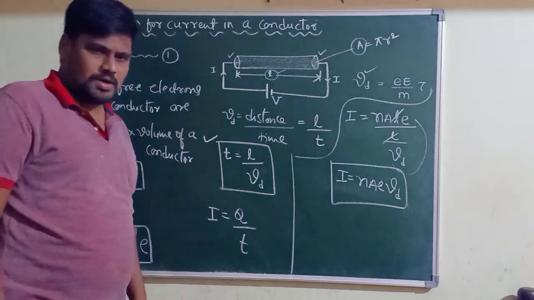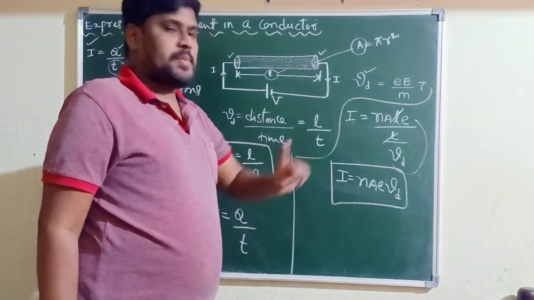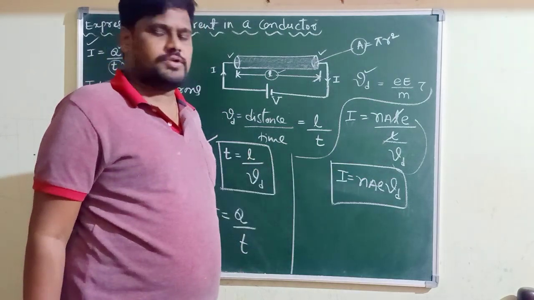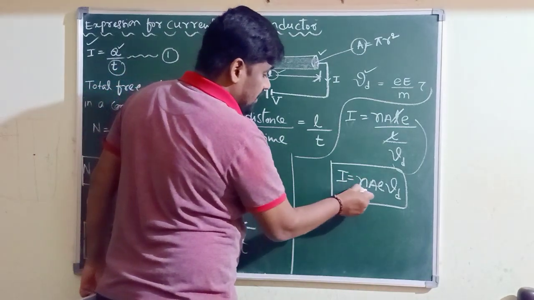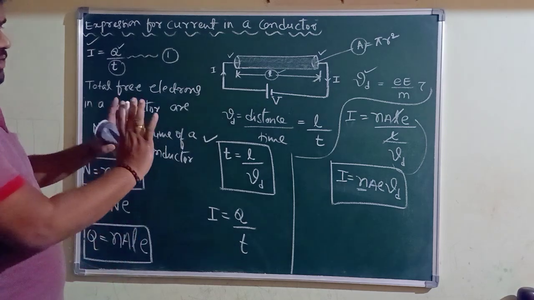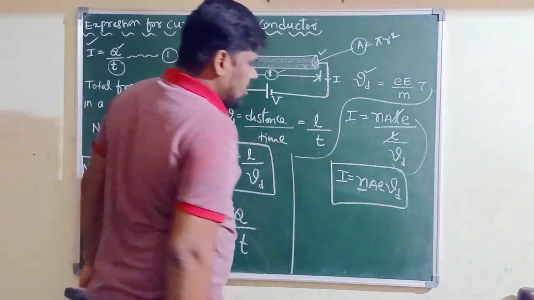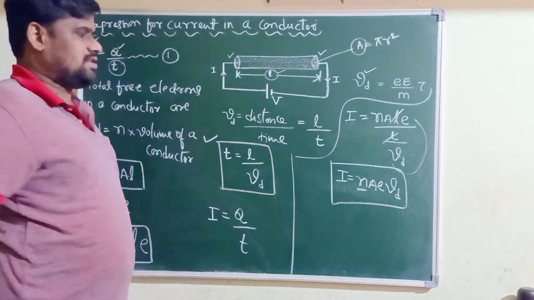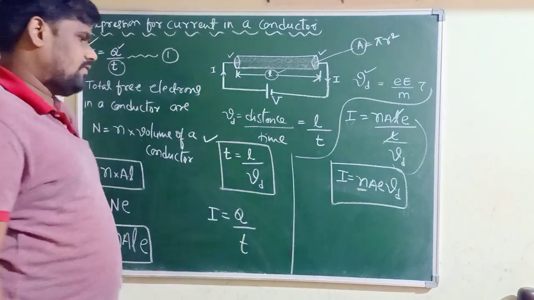From this relation, what can I conclude? Current in a conductor is directly proportional to what? Drift velocity. Here N is number of free electrons per unit volume of a conductor. It is also called free electron density. What is A? Area of cross section of a conductor. What is e? Charge of electron. What is Vd? Vd is called drift velocity.